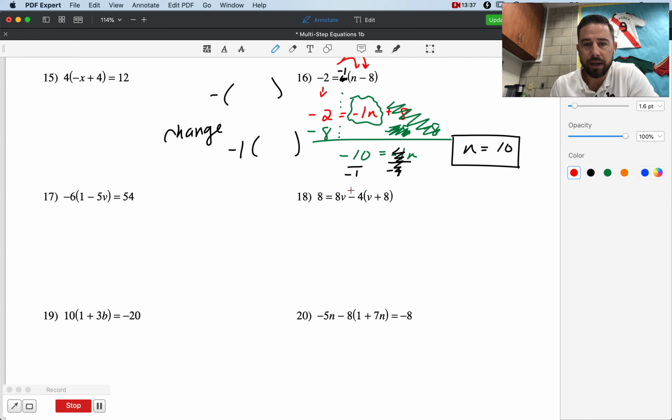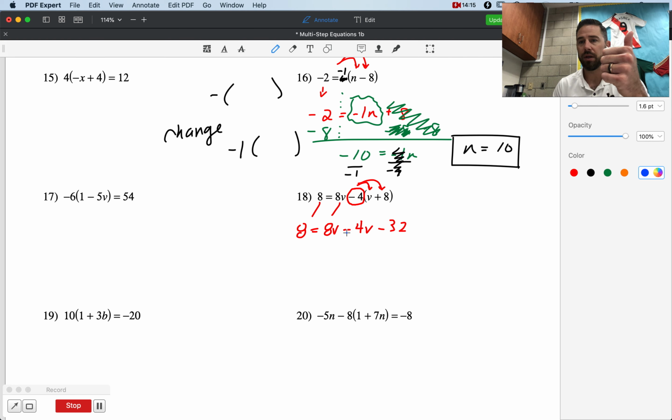Okay, here's a tricky thing about 18. If you don't circle this 4, you might get it wrong when you distribute because you're actually distributing a negative 4, not a positive 4. Okay, so what that looks like is drop this guy down, drop this guy down. We have 8 equals 8v, right? Now we distribute. Negative 4 times v is negative 4v. Negative 4 times positive 8 is negative 32. Okay?